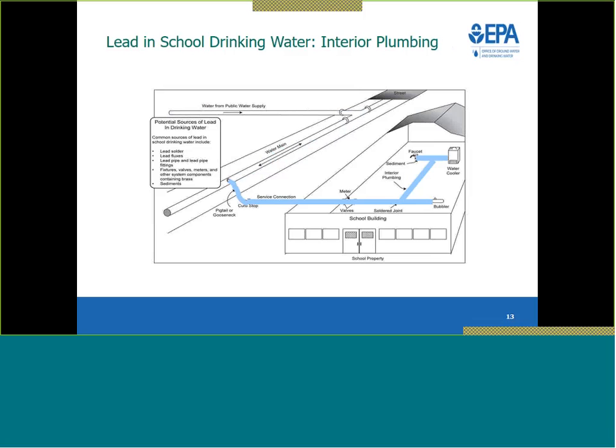As water moves through the school's plumbing, lead can leach into drinking water from plumbing materials and fixtures that contain lead. And of course, testing is the best way for schools to know if there are elevated lead levels in their drinking water.